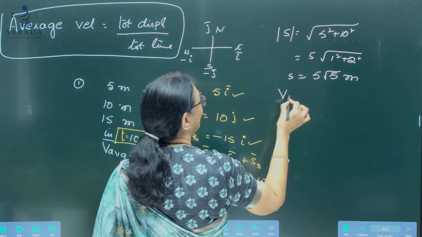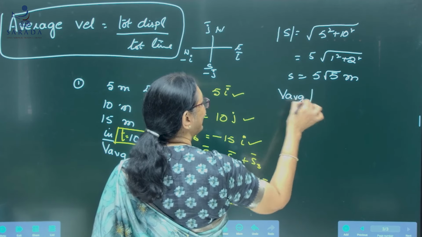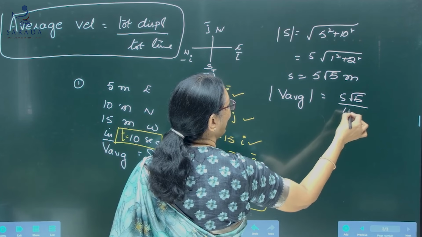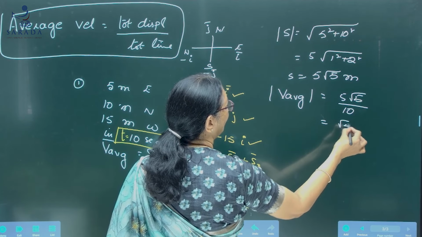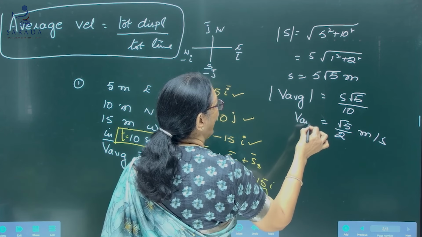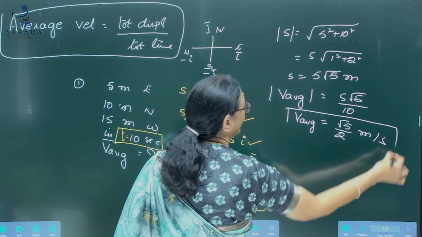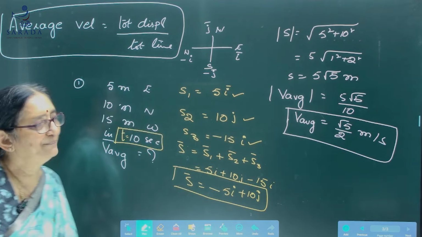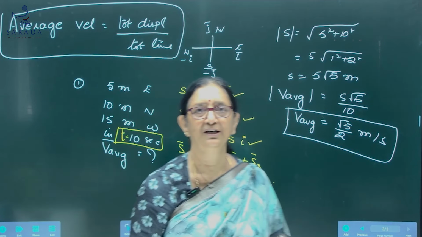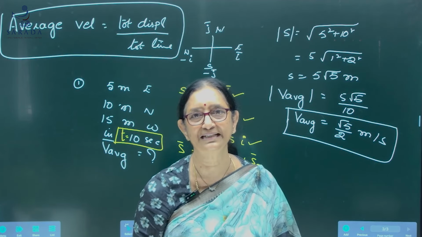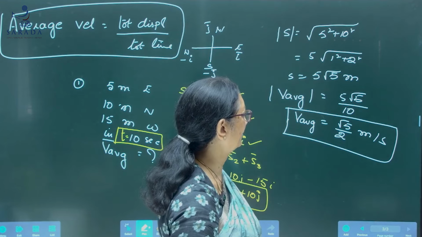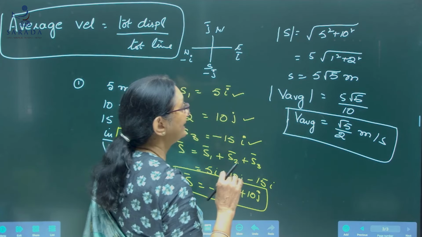So, average velocity magnitude is displacement magnitude by time. This is root 5 by 2 meter per second. That is the magnitude of average velocity in the problem given. Now, velocity being a vector, we must know how to find out its magnitude as well as the direction. So, magnitude is root 5 by 2 meter per second, and direction.